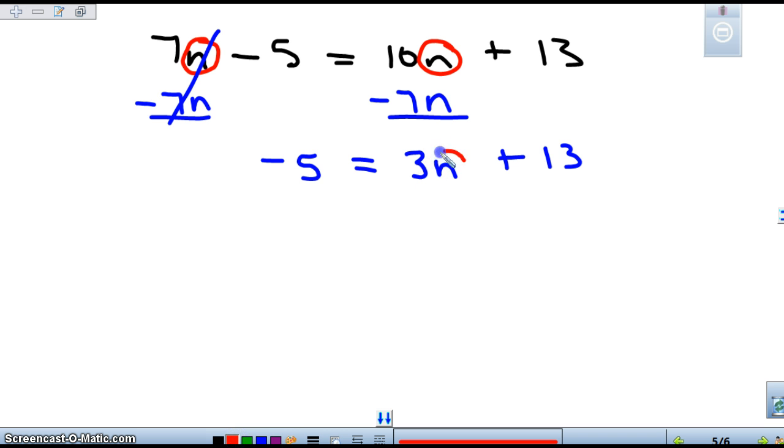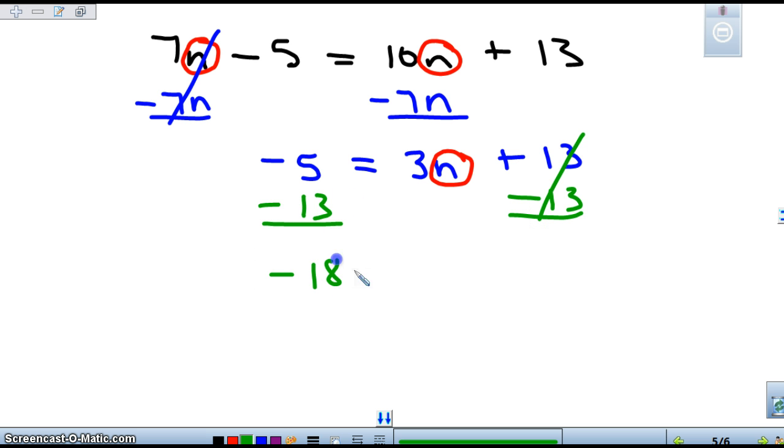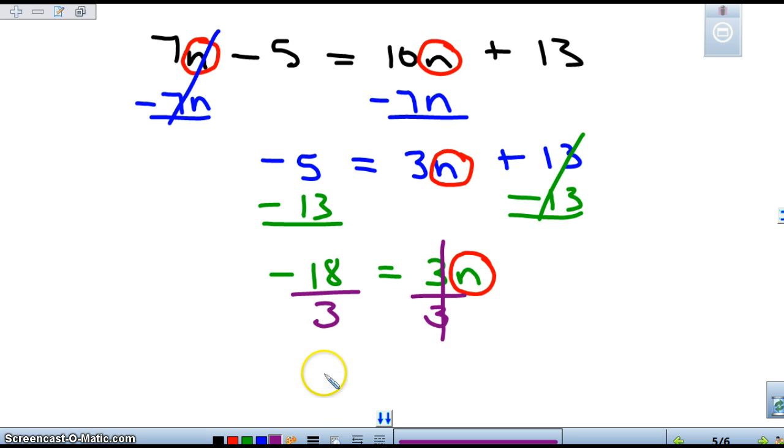We want n to be by itself. So now we're going to subtract 13 from both sides. Negative 18 is equal to 3n. We're still looking to have n by itself. The inverse operation would be divide by 3 to both sides. Negative 18 divided by 3 is negative 6, which is equal to n. Do you see how we got the same answer both ways?